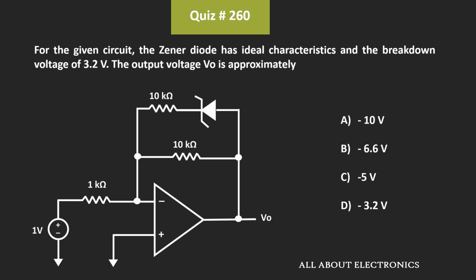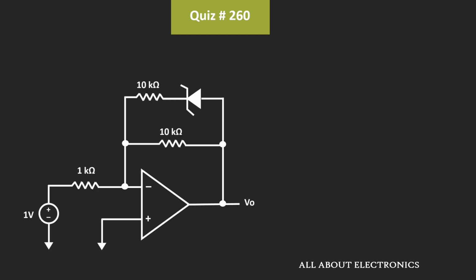Because if it is operating in the forward region, then simply it will act as a short circuit. On the other hand, if it is operating in the breakdown region, then the voltage across it will be equal to 3.2 volt. So the region in which this Zener diode is operating will decide the output voltage of the op-amp. To find that, first of all, let us remove this diode from the circuit.